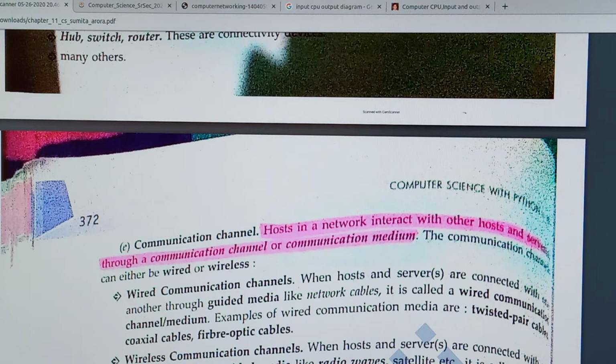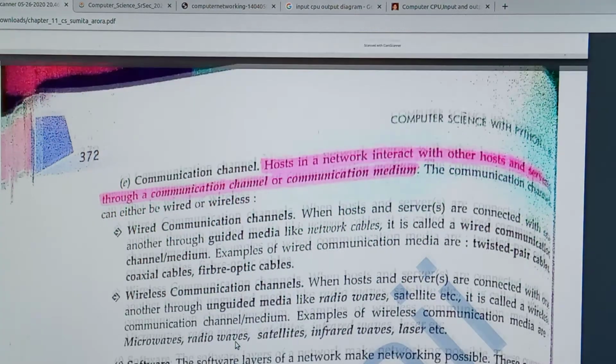Hosts in a network interact with other hosts through a communication channel or communication medium. A communication channel or medium can be classified into two types: wired and wireless. Wired means guided media like twisted pair, coaxial cable, and fiber optics. Wireless means unguided media like radio wave, satellite, infrared, and laser.